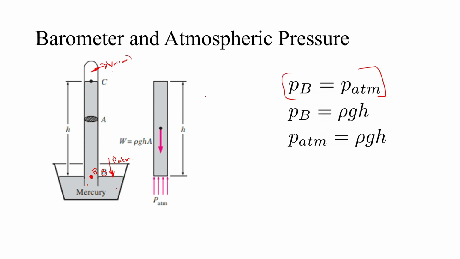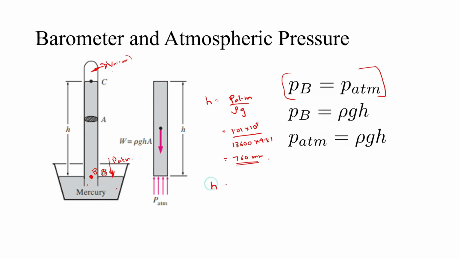In that way you can find out H, that is P atmosphere by rho G. Right? So P atmosphere is equal to 1.01 into 10 raised to 5, the atmospheric pressure. Rho, if it is mercury, it is 13,600 into 9.81. This is equal to 760 millimeter. So in a way you can say that 760 millimeter of mercury column is equal to atmospheric pressure.